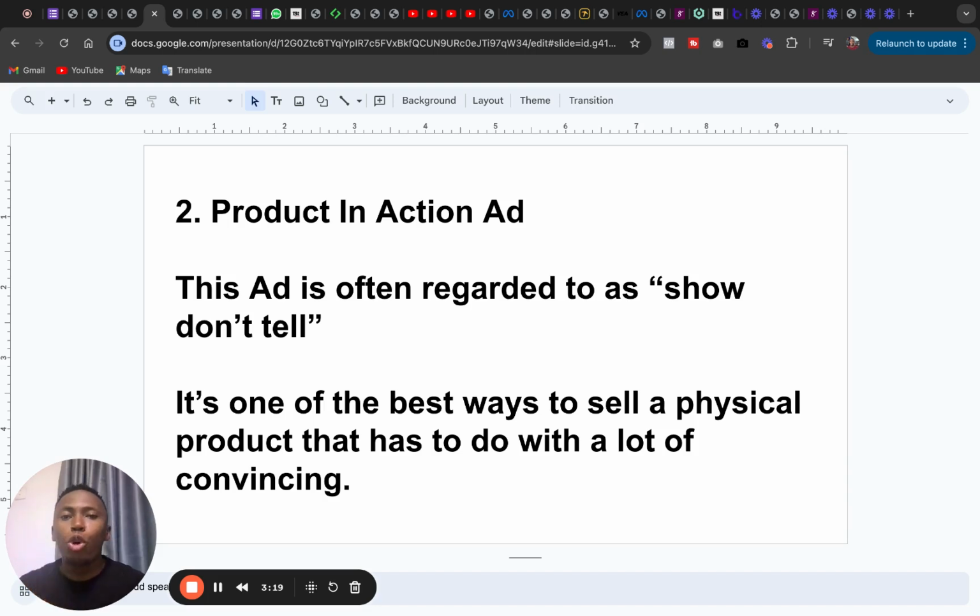Number two, product in action type of advert. Now, this is the type of advert that we say show, don't tell. Let's take, for instance, when I was selling blender, when I was selling all those blender that can blend bottle. All right. What I did, we sold thousands of that blender. We made money. We made money selling that blender. When I say money, I mean we generated money, millions of money selling that blender.